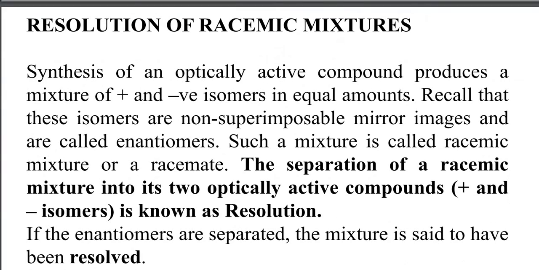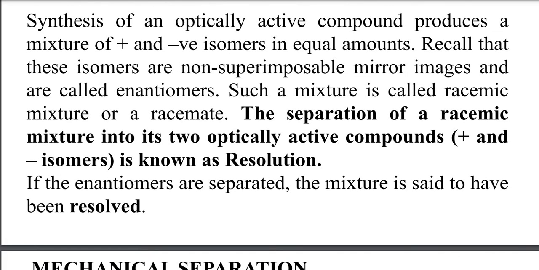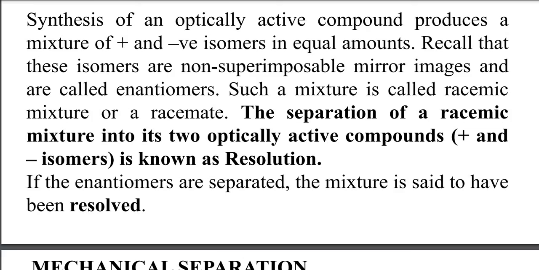Now, resolution of a racemic mixture. How will you resolve it? The synthesis of an optically active compound produces a mixture of plus and minus isomers in equal amounts. Recall that these isomers are non-superimposable mirror images called enantiomers, and such a mixture is called a racemic mixture or racemate. The separation of a racemic mixture into its two optically active compounds, plus and minus, is known as resolution. If the enantiomers are separated, the mixture is said to have been resolved.